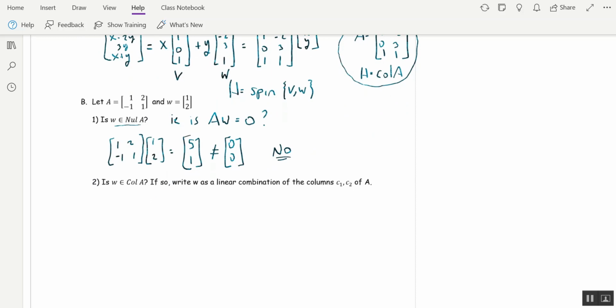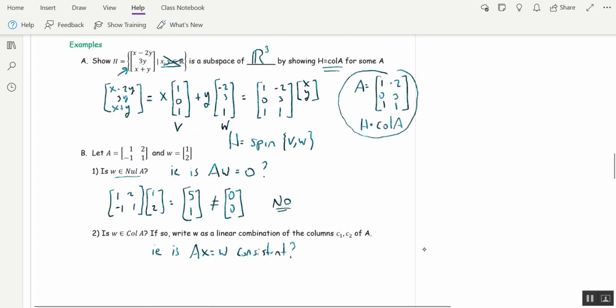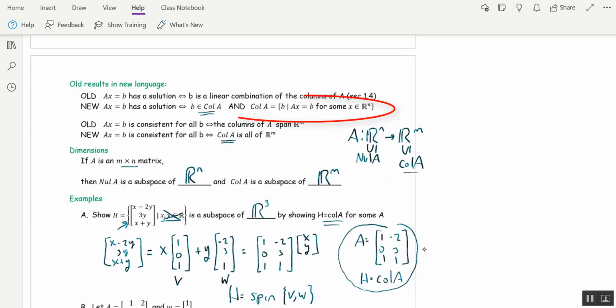Is W in col A? Well, now we're asking, i.e., is AX equal W consistent? So let me just scroll up to the top of the page. Col A is the set of all B such that AX equals B for some X in Rn. So in this case, our B is actually W, but we want to know if AX equal W is consistent.